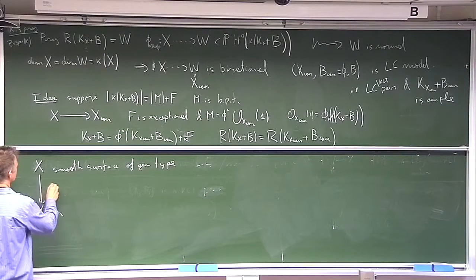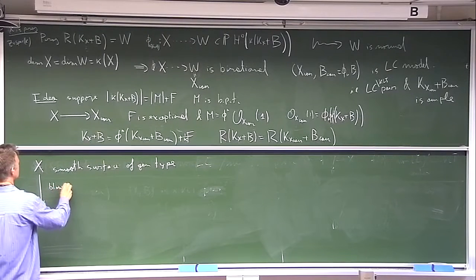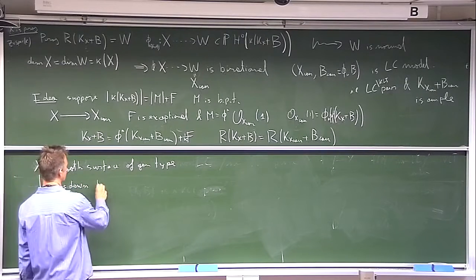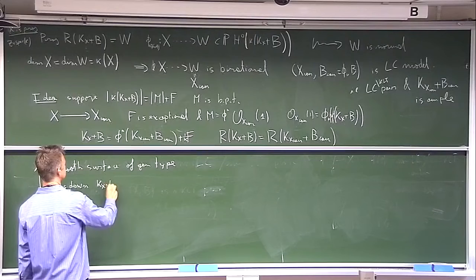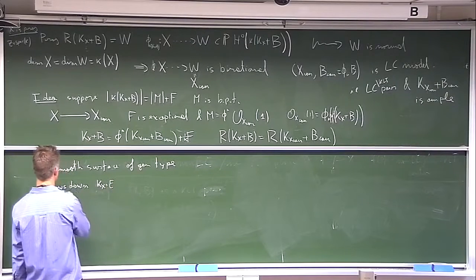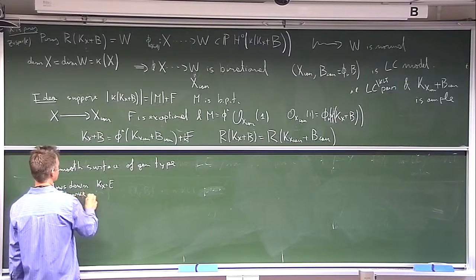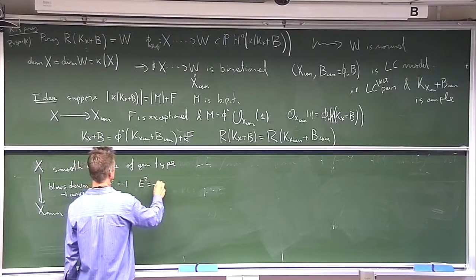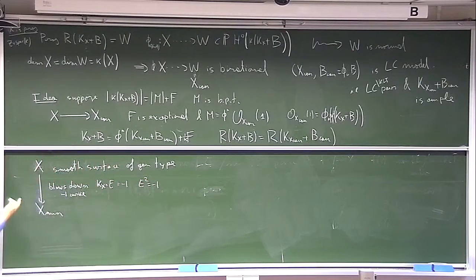So Castelnuovo's criterion does what? It blows down -1 curves. I'm never sure why it's -1 curves. Is it because K_X intersect this curve... So -1 curves: K_X intersect the curve is equal to -1, or E squared is equal to -1. They're always smooth rational curves that you blow down to smooth points. Yes? No. Oh, you were just yawning. Okay, so that's how you produce a minimal model.